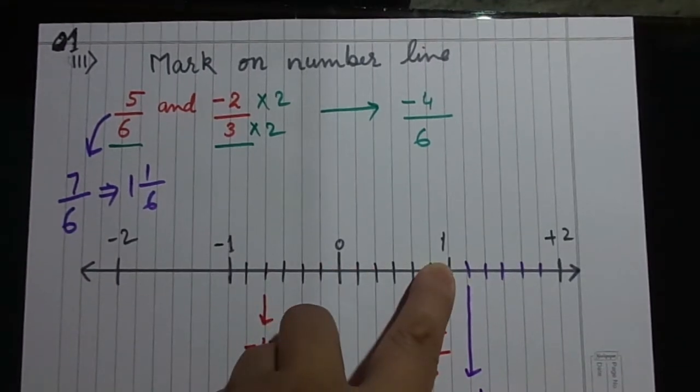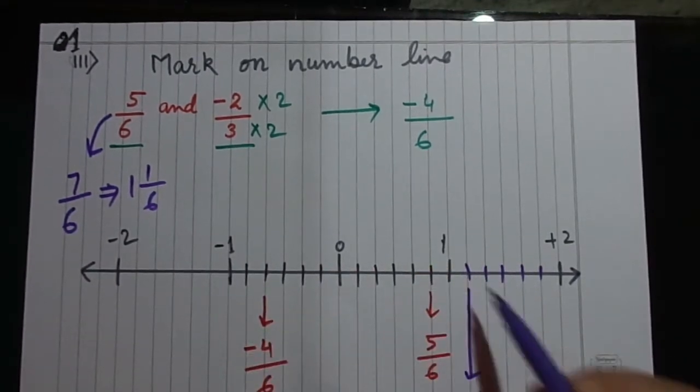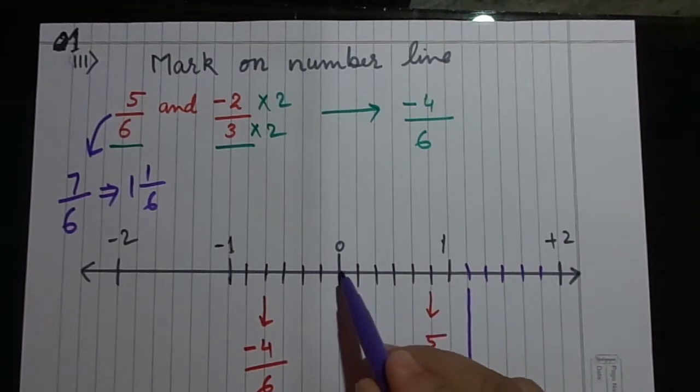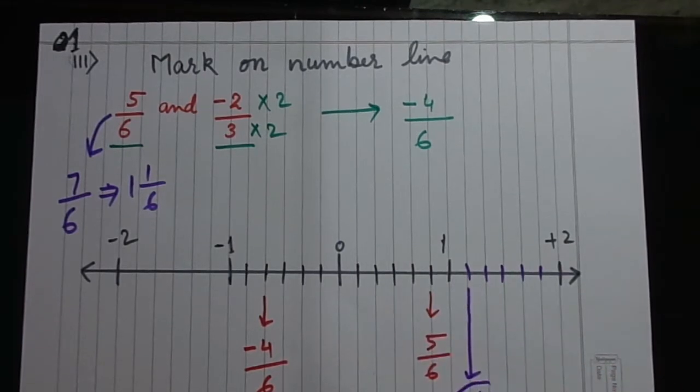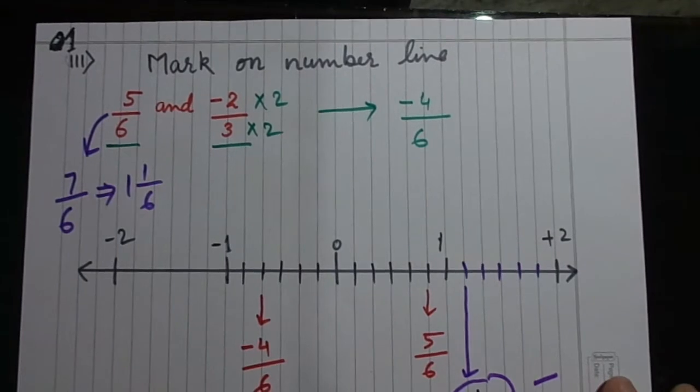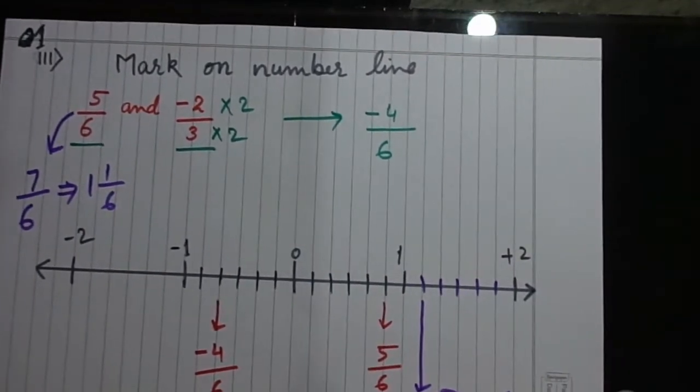1 up till here, and then this portion is 1 by 6. So total from here to here is 1 by 6. This is how we mark a rational number on the number line, isn't it?